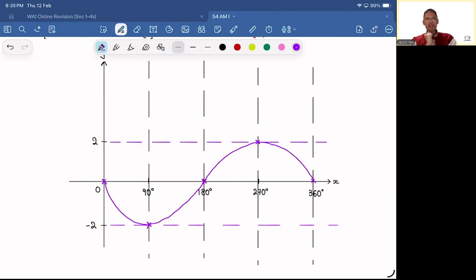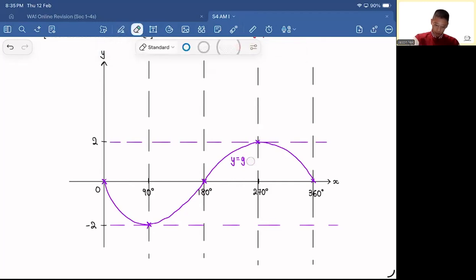So with these dotted lines, it allows us to sketch the curve a little bit better. I'm not saying it's a foolproof way, but with these lines there, it guides us a little better to sketch out the whole shape of the graph.